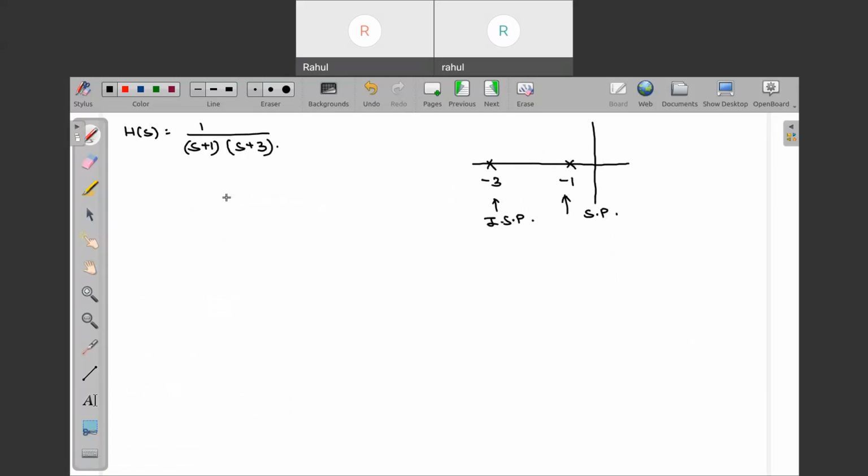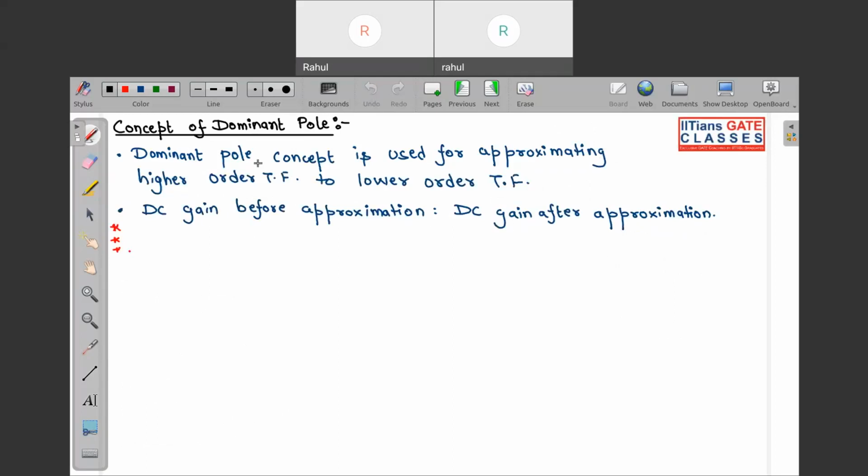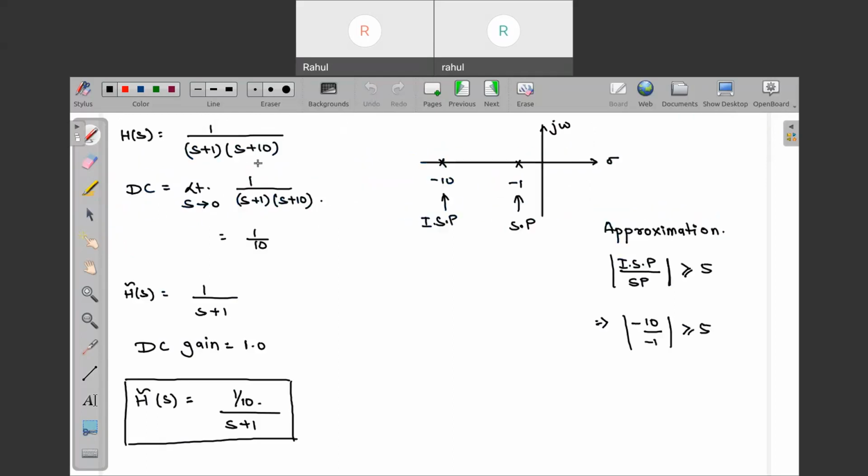So the distance between your insignificant pole and significant pole, okay, so this will be what? This is equal to -3 by -1. So that is actually not greater than or equal to 5. So here you cannot approximate this. You cannot approximate this second order system to your first order system. Remember this. So here you cannot do approximation. This is the concept of dominant pole that you need to remember.